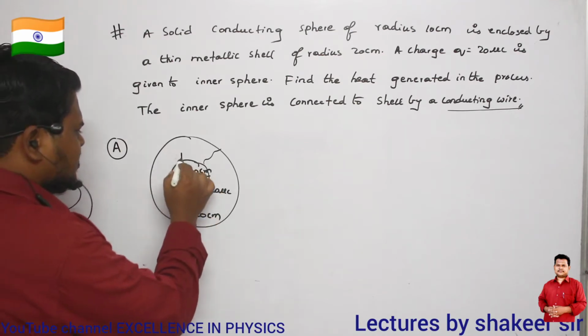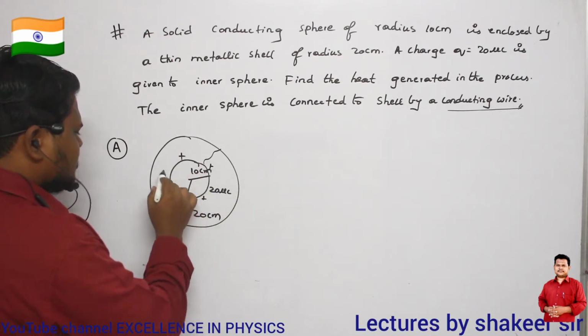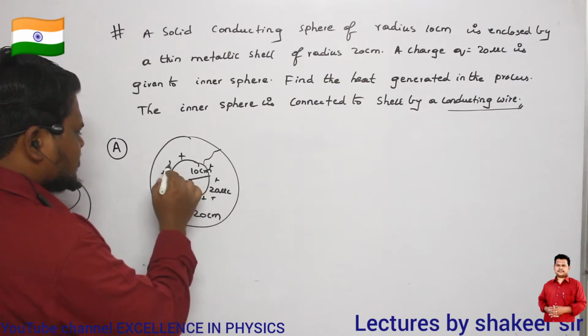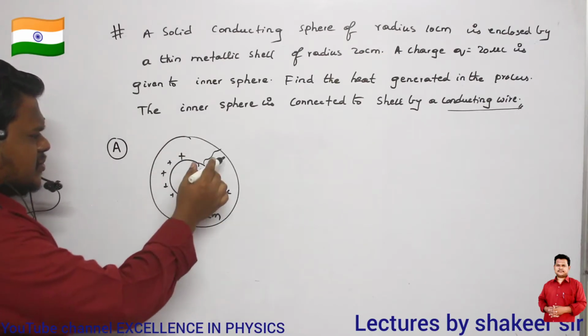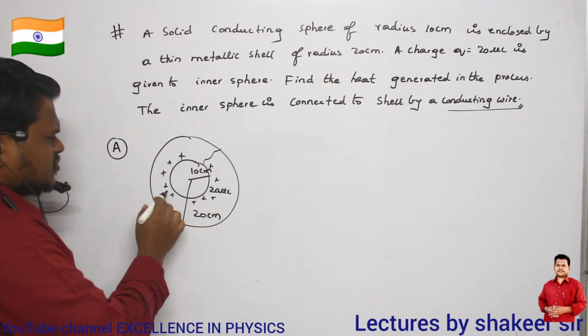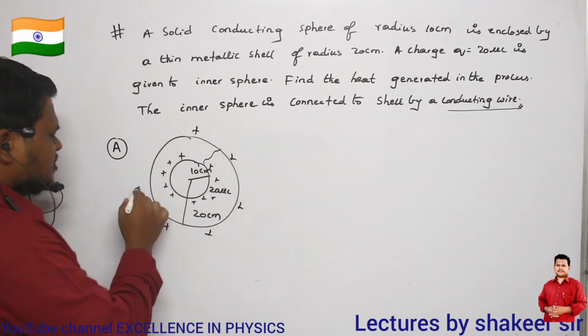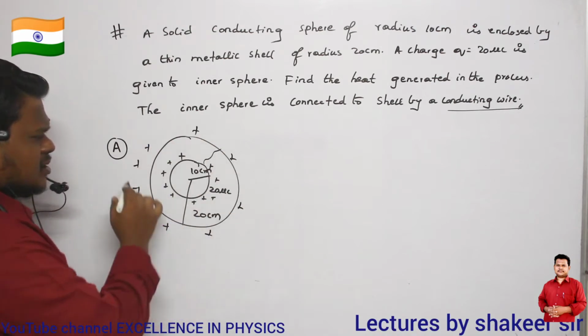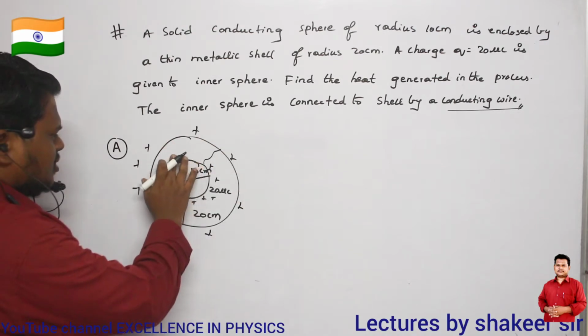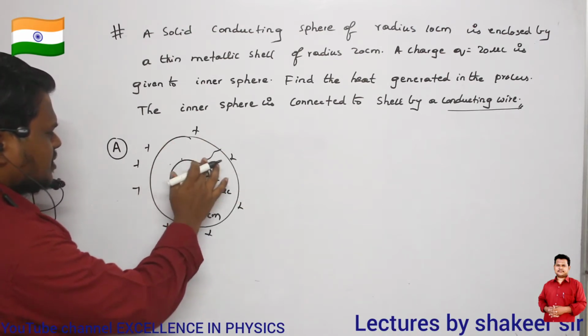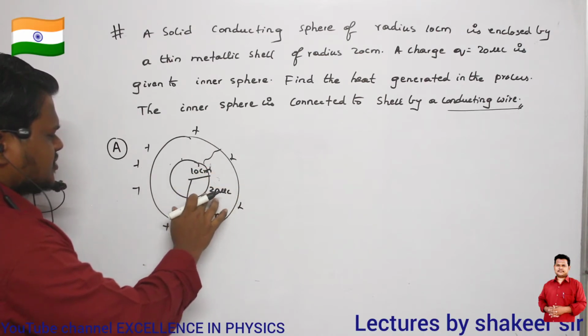On the inner sphere, previously this was the arrangement of charges. Charges were present on the outer surface. Now if you connect by a conducting wire, because of mutual repulsion, all these charges go and get deposited on the outside surface of the outer shell. So all the charges which were present on the inner sphere will vanish.